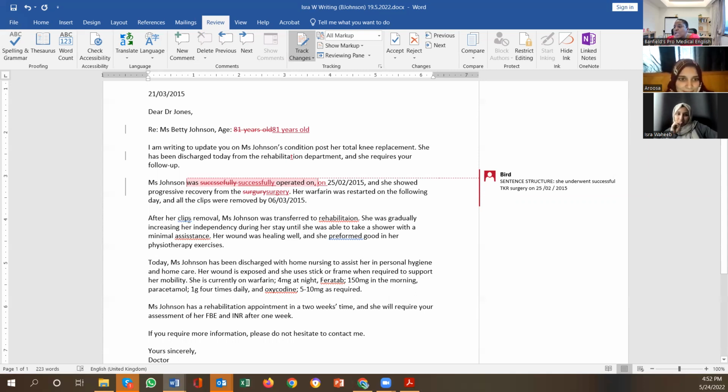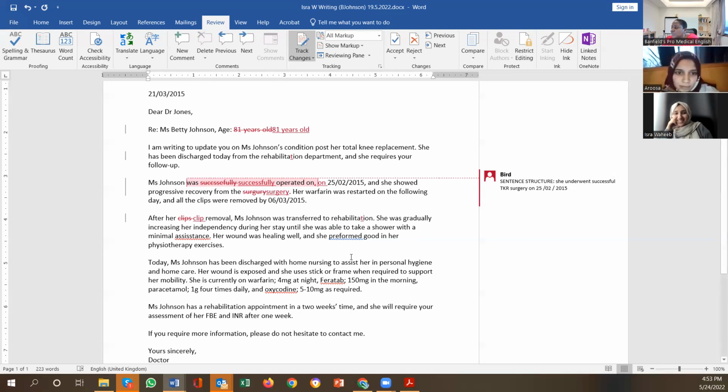So after her clip removal, Ms. Johnson... Have it as two separate words, but not the plural. After her clip removal, because here clip is serving as an adjective describing removal, and adjectives are in single form, not plural. So after her clip removal, Ms. Johnson was transferred to rehabilitation.